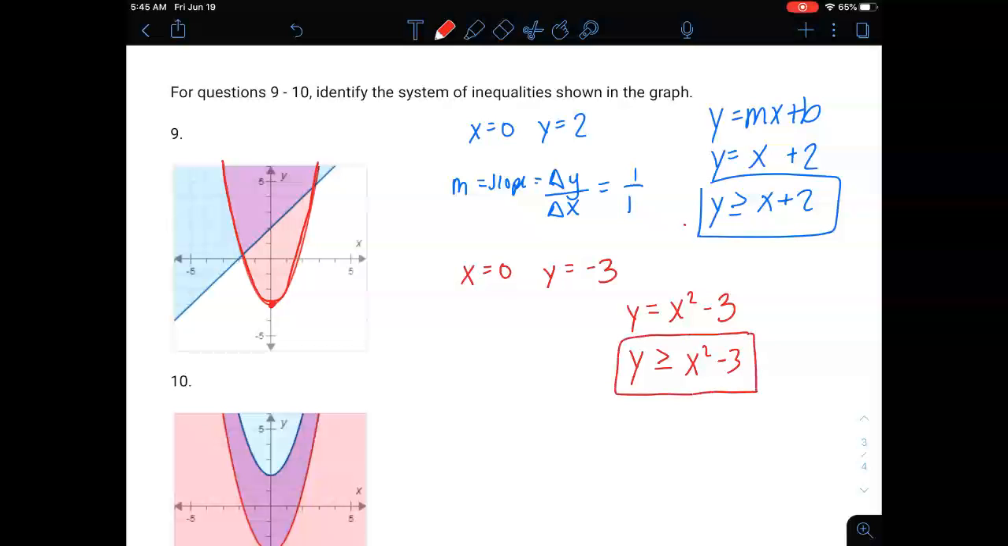And again, the reason we can tell this is because it is a perfectly symmetrical parabola, and it has been just shifted down 3. We have no stretching, we have no elongating, we have no moving. The only thing we did was we moved it down 3. So all we do is we take our x squared and we move it down 3.